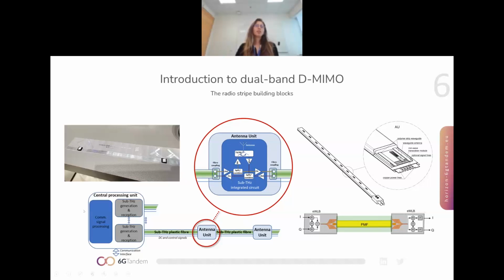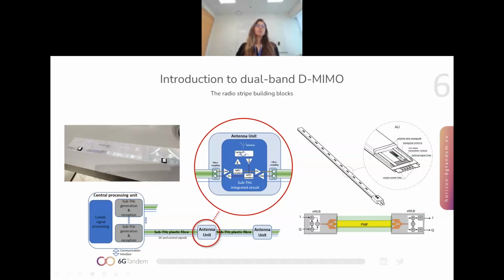And so here in this project, we want to have a central processing unit where you process all these sub-terahertz generation and reception. You feed the signal RF over this plastic fiber. You have the antenna units connected, as you see in the mid picture. So you have this coupling between the fiber and the antenna. All these areas should be explored and investigated and researched, to have a very low loss connection, for example.